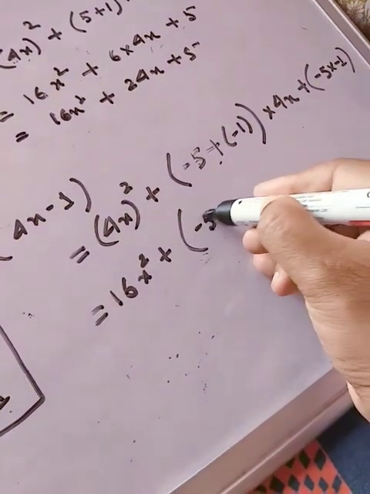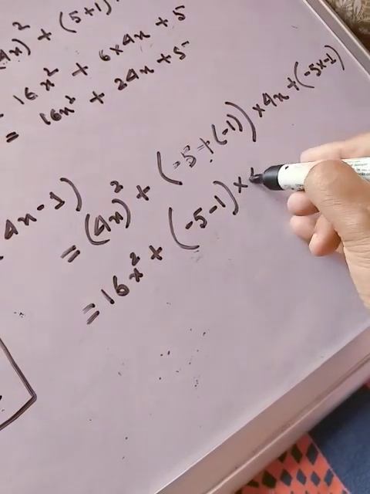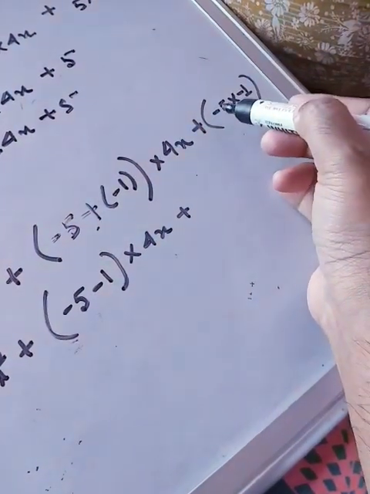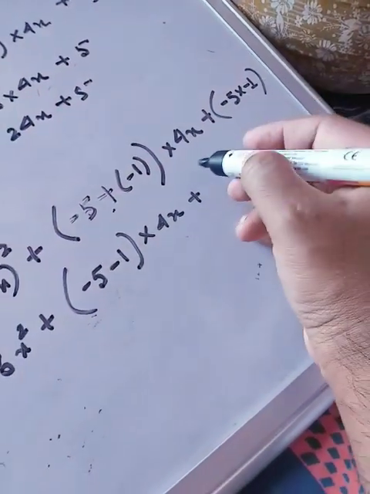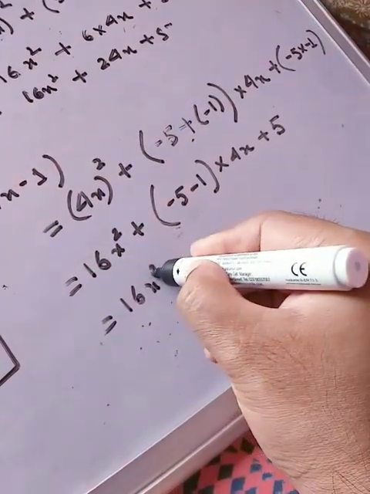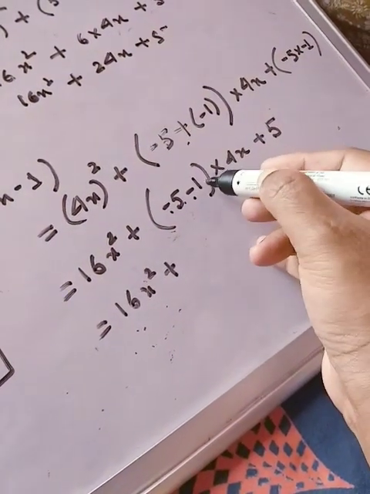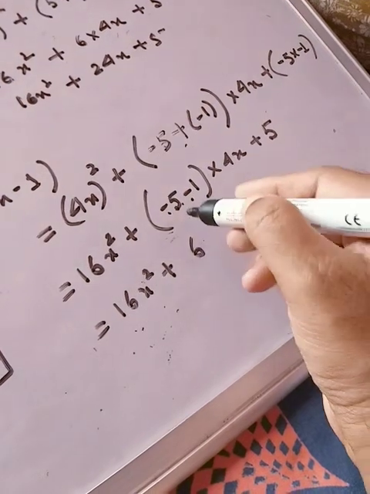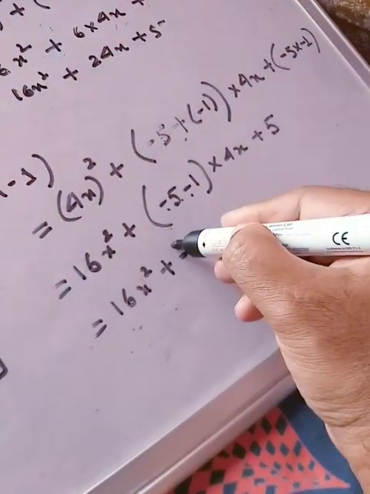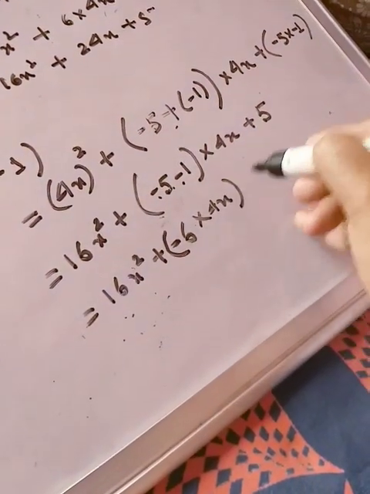So minus 5 plus minus 1 into 4x. Let's solve this. We know that we have to multiply the sign first. Minus minus is plus. 5 ones are 5. Okay. Now 16x square, we have to solve the bracket. Minus 5 minus 1, that is 6. Which number is greater? 5. 5 is carrying minus sign, so we'll give minus sign outside. Okay. So minus 6 into 4x. We'll write it down inside the bracket.